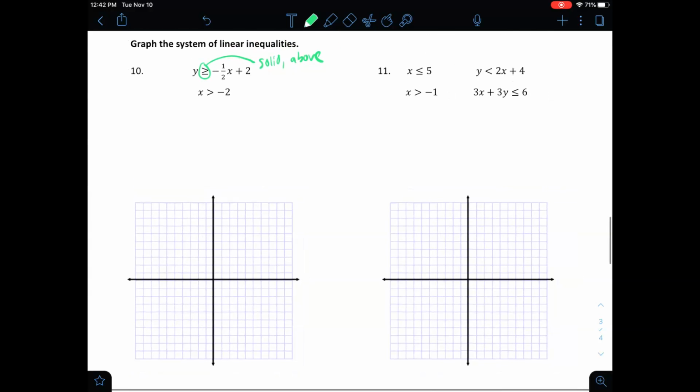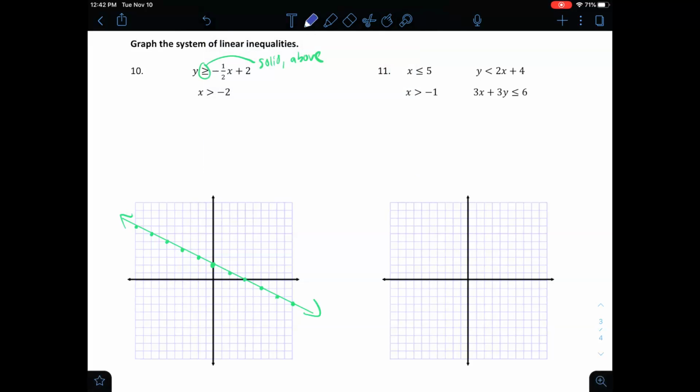So we're going to graph the line y equals negative 1/2 x plus 2. We're going to go up 2 with a point. Negative 1/2 means we go down 1, right 2, down 1, right 2. Keep going. And we can go up 1, left 2 as well. And we're doing a solid line. Not perfect, but we'll stick with it.